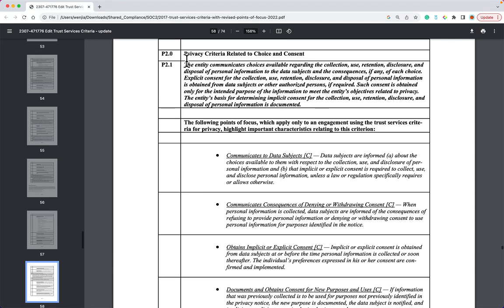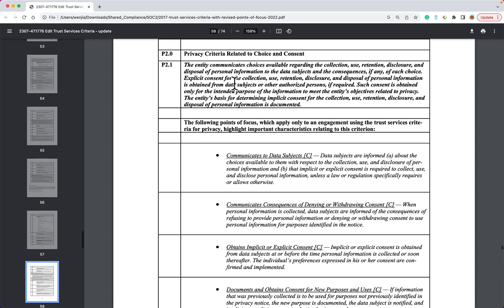Next one, privacy criteria related to choice and consent. The entity communicates choices available regarding the collection, use, retention, disclosure, and disposal of personal information to the data subject, and the consequences, if any, of each choice.